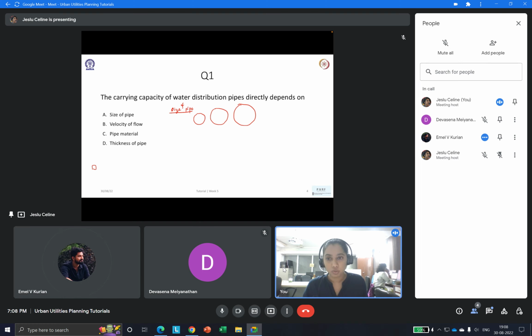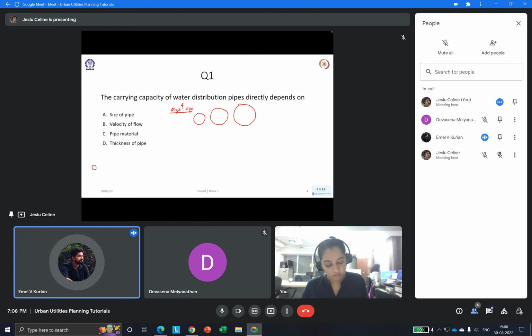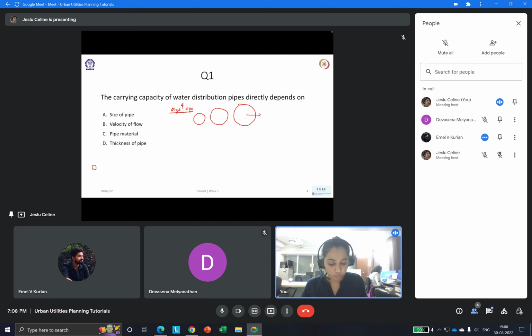Okay, so you think that the size or diameter of the pipe directly influences the carrying capacity? Yes, size of pipe directly influences it. If the diameter increases, we can have more flow rate through it. Right, as diameter increases, the flow rate will also increase. So the carrying capacity is directly dependent on the size of the pipe. Now, what about velocity of flow?